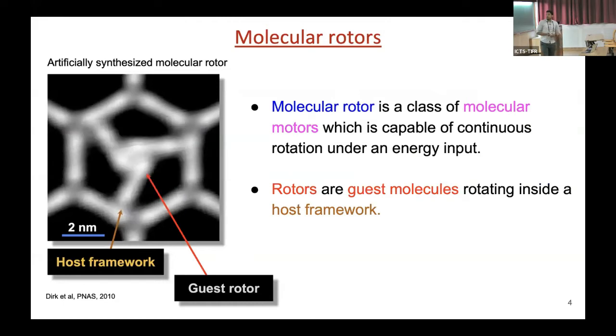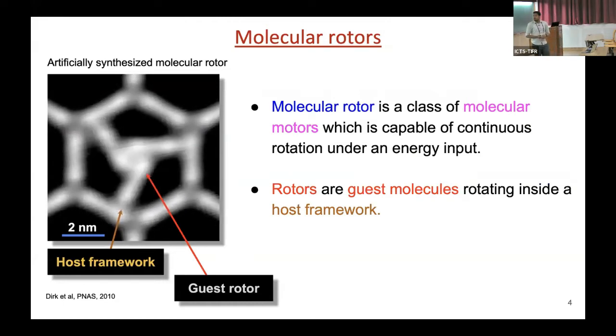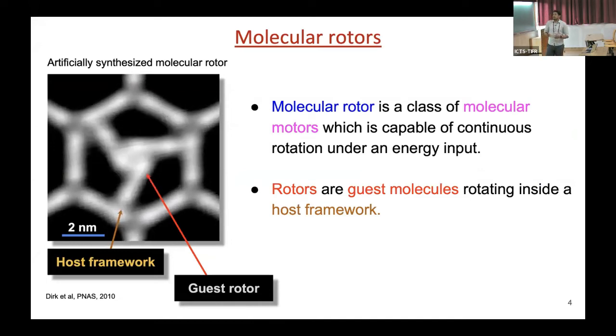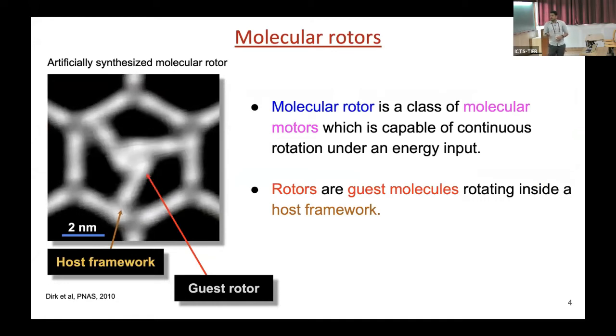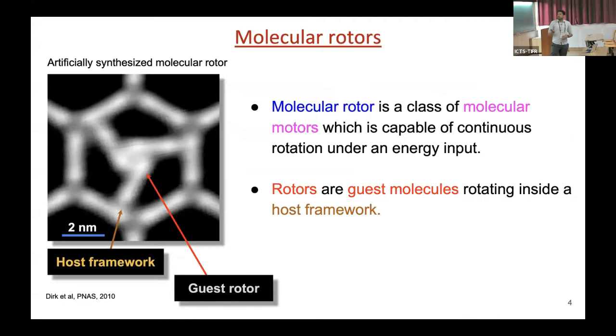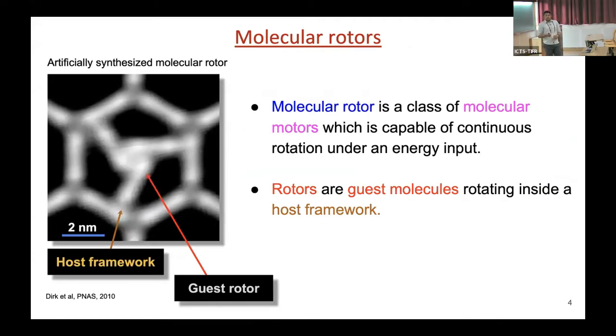Now, let me introduce you to molecular rotors. A molecular rotor is a class of molecular motors which is capable of continuous rotation under an energy input. Basically, molecular motors and molecular rotors are omnipresent in any kind of living organism. If you look here, the rigid framework which gives stability to the system is called the host framework, and the rotating unit which is continuously rotating inside the pore is called the guest rotor.